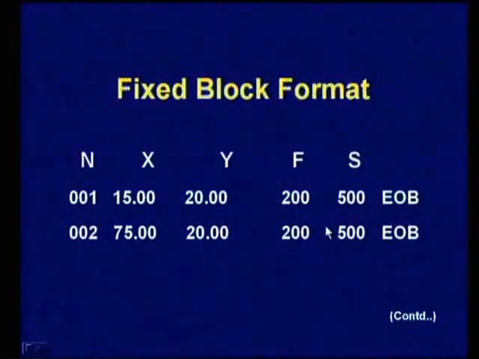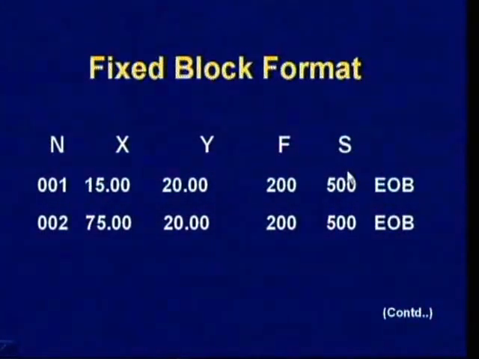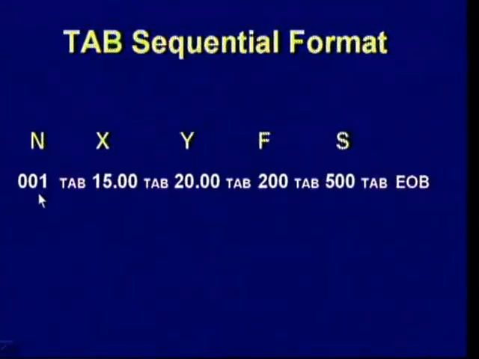Then what is the problem with the fixed block format? Whenever you observe the fixed block format, even though the values are the same, they are to be repeated. That means the structure of the block must be fixed. That means every statement must have values for all these parameters, which creates some redundancy in developing the part program. Next is the tab sequential format. In a tab sequential format, there is block number, a tab, value for X, tab, value for Y, tab and so on.